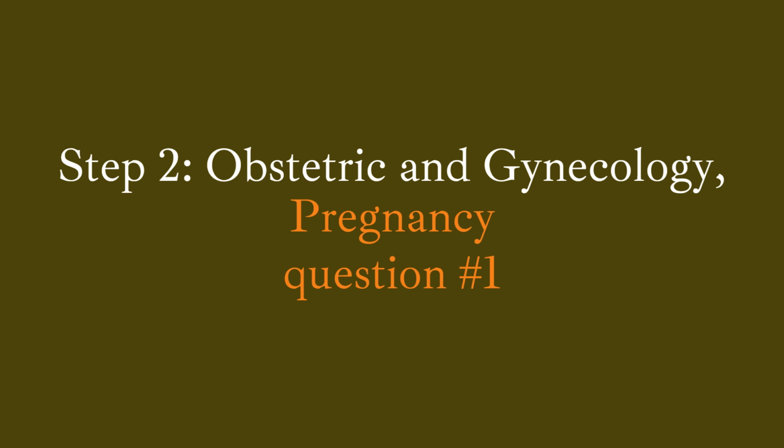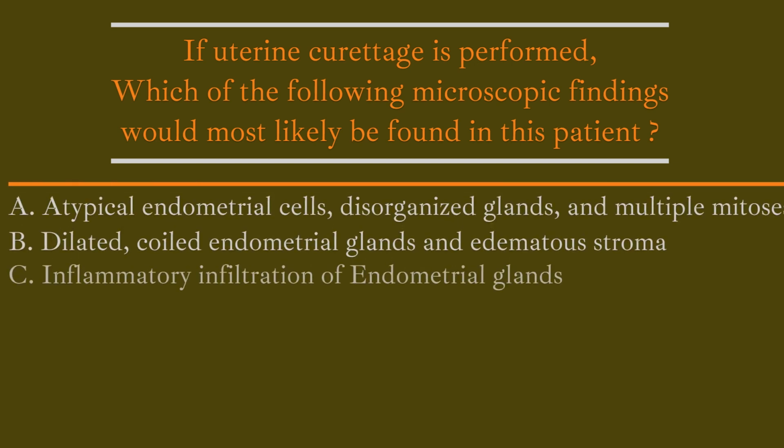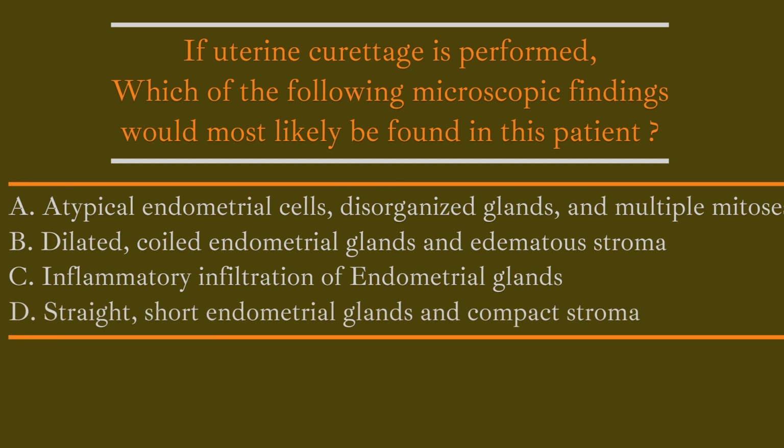For the following case, if uterine curettage is performed, which of the following microscopic findings would most likely be found in this patient? A. Atypical endometrial cells, disorganized glands, and multiple mitoses. B. Dilated, coiled endometrial glands and edematous stroma. C. Inflammatory infiltration of endometrial glands. D. Straight, short endometrial glands and compact stroma.